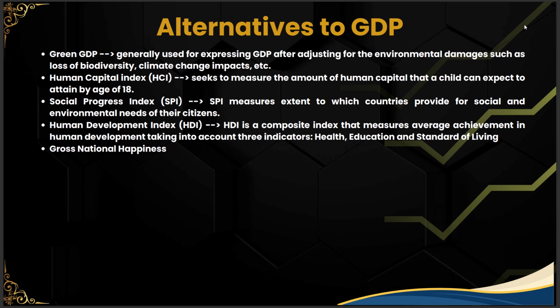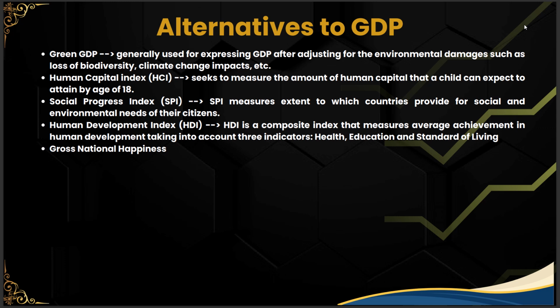Next, we're looking into the alternatives to GDP. See, green GDP. See, green GDP is nothing but a term used for expressing the GDP after adjusting for the environmental damages such as loss of biodiversity, climate change, etc. See, if we implement green GDP, the loss of biodiversity can be monetized. It can account for the losses caused by climate change. So these things all can be brought into the green GDP.